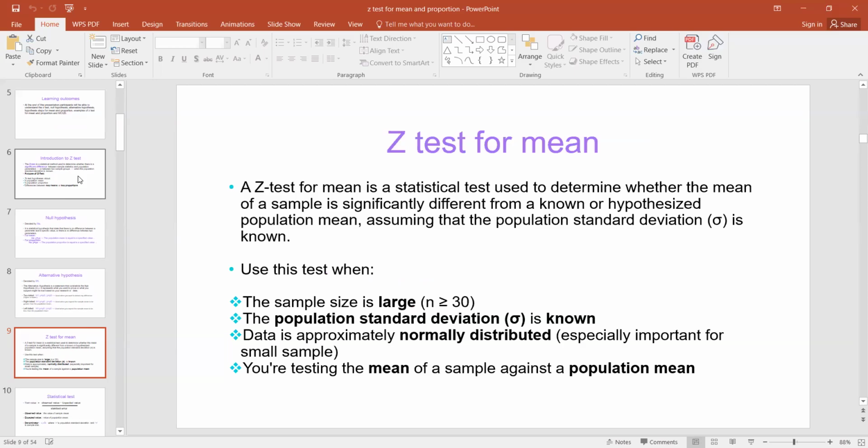Next is Z-test for mean. A Z-test for mean is a statistical test used to determine whether the mean of a sample is significantly different from the known or hypothesized population mean, assuming that the population standard deviation is known. A Z-test is used when the sample size is larger than 30, the population standard deviation is known, data is approximately normally distributed, and you are testing the mean of a sample against the population mean.